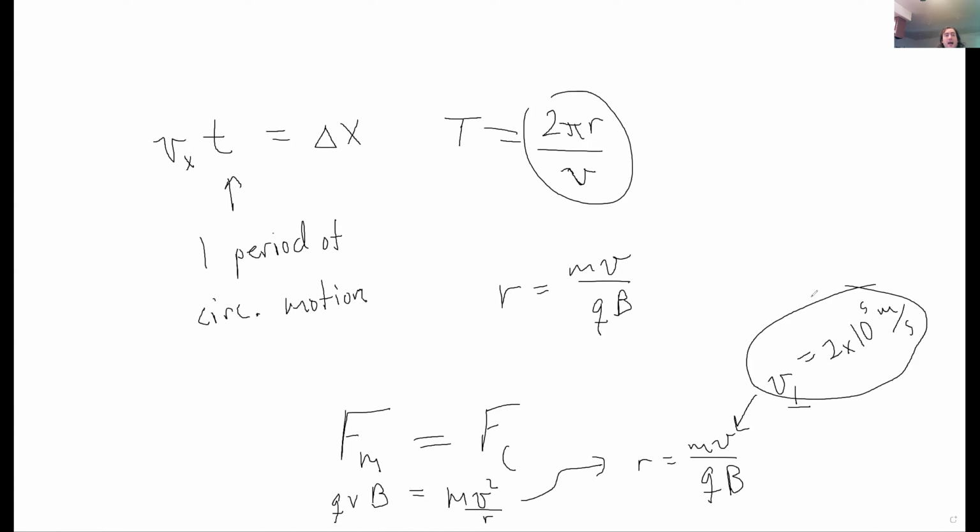And then in the last part, that's where finally the x component comes into play. Only in the last part, only in part E.